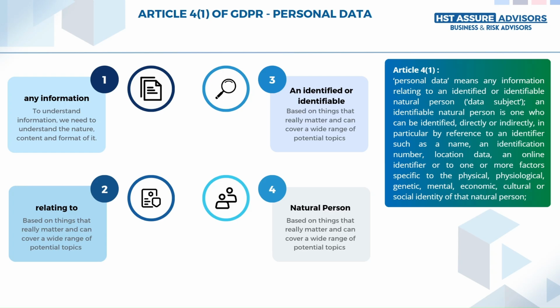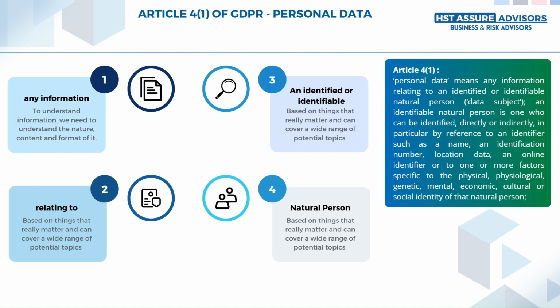Third element, identified or identifiable natural person. This is the heart of the definition. An identified person is one who is named or otherwise distinguished from all other people. An identifiable person is one who can be identified, directly or indirectly, by reference to an identifier. The regulation clarifies that to determine whether a person is identifiable, one should take into account all the means reasonably likely to be used by the controller or any other person to identify that individual. This requires a practical, risk-based assessment.